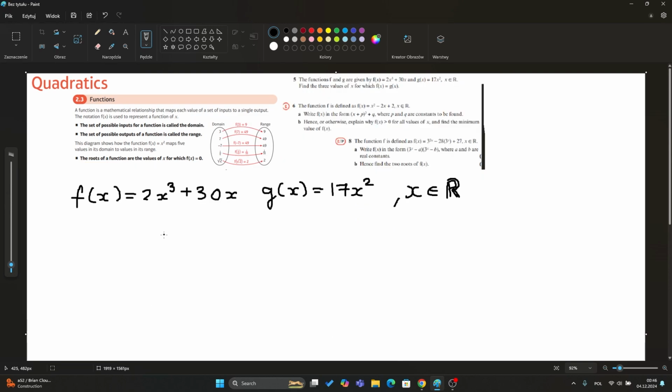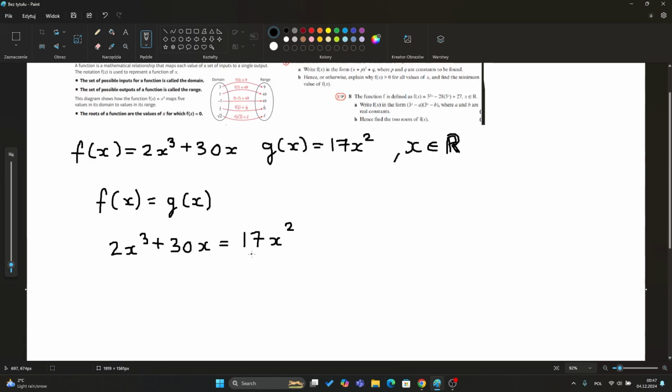So here we have f of x and g of x, where x is a set of real numbers. What happens here is that we need to find the three values of x for which f of x equals g of x. So f of x equals g of x. That means to equate the functions together, function f and function g, and we have to solve the following.